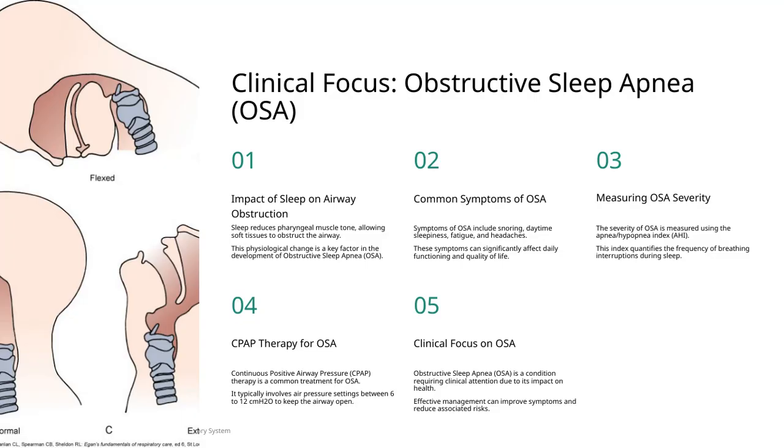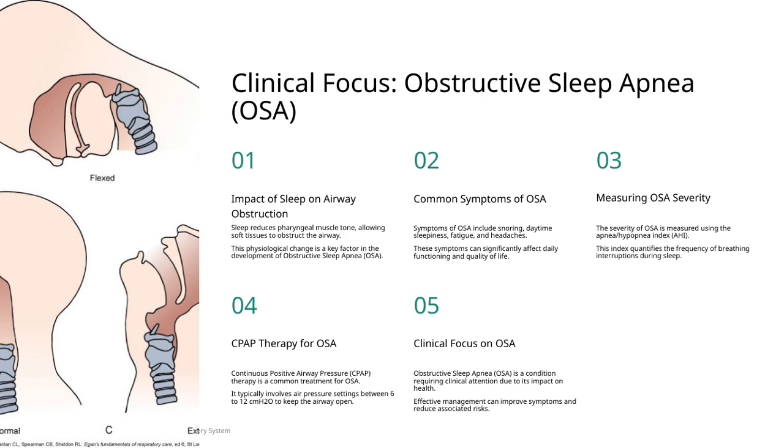Obstructive sleep apnea, or OSA, is a condition that definitely requires clinical attention because it can have significant impacts on overall health. When managed effectively, we can see improvements in symptoms and also reduce the risks associated with the condition. One of the most common treatments for OSA is continuous positive airway pressure, or CPAP therapy. This involves wearing a mask during sleep that delivers air at a steady pressure, usually between 6 to 12 centimeters of water, to keep the airway open and prevent obstructions.